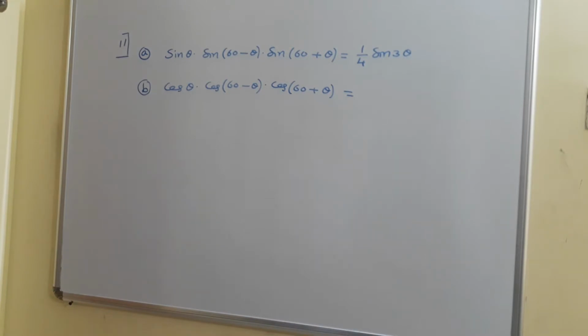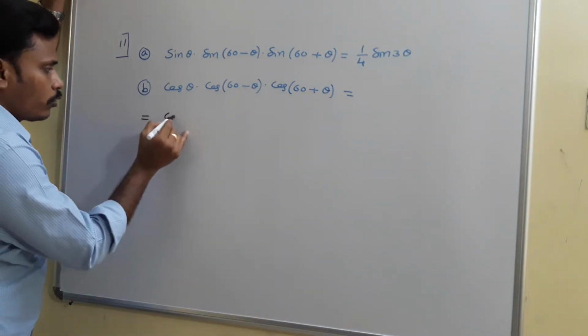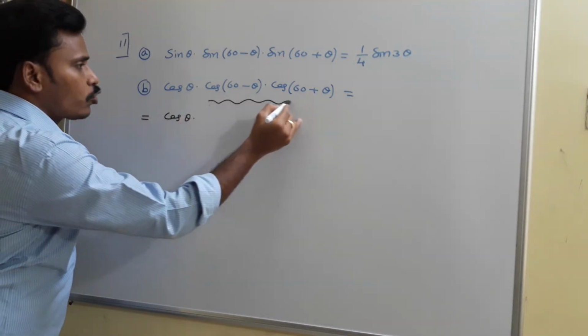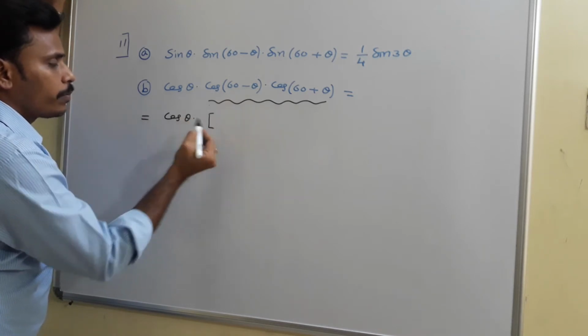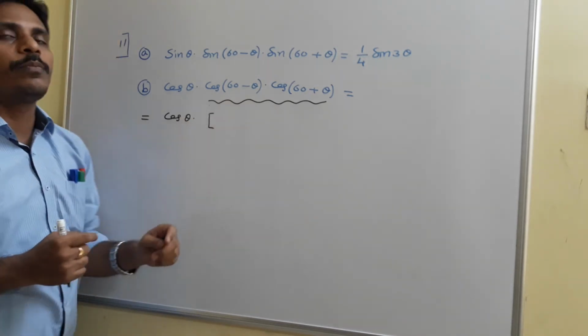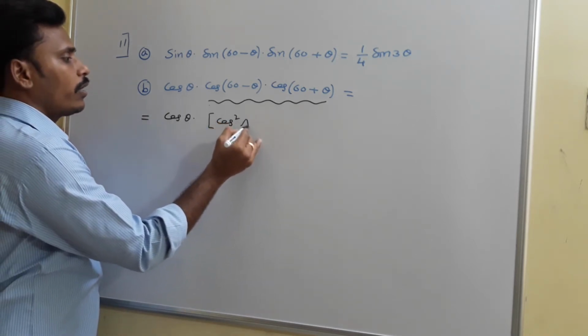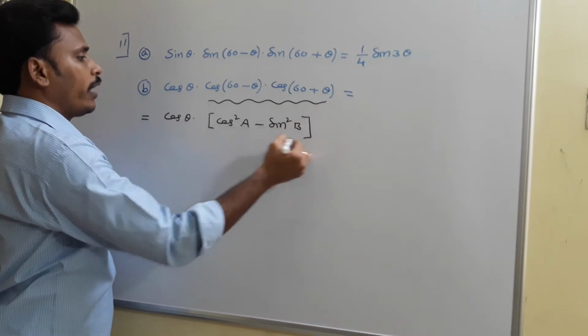Now take cos theta, cos of 60 minus theta, and cos of 60 plus theta. Just as discussed in the previous case, leave cos theta aside and think of these two terms like cos of a minus b into cos of a plus b. Cos of a minus b into cos of a plus b can be written as cos square a minus sin square b. That's what you need to identify.